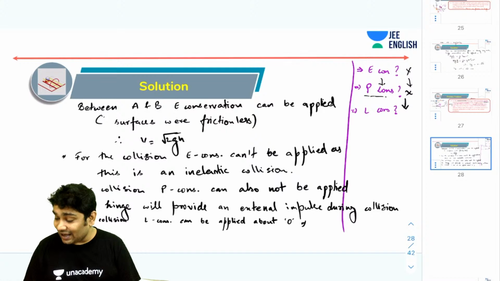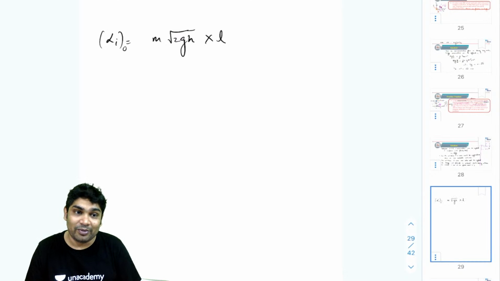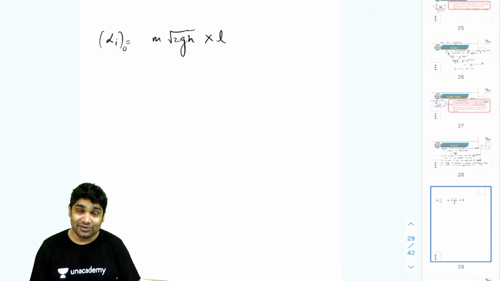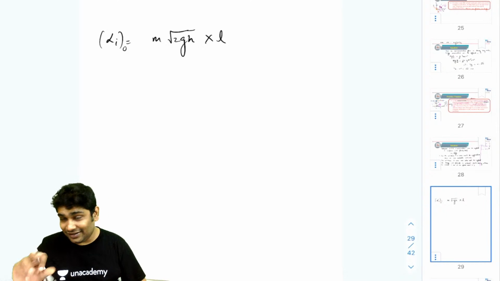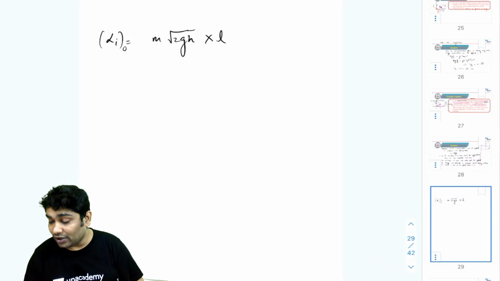So what is the initial angular momentum about O? L initial about O would have been equal to small m times root 2gh times L, that is mvr perpendicular. I hope you remember that. The direction is easy to judge since it is going like this, so the direction would be into the plane of paper.